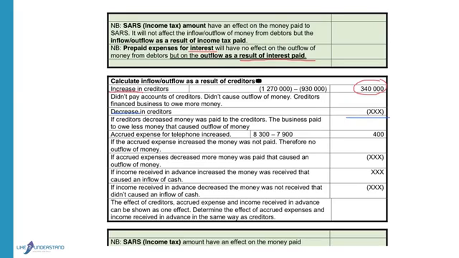Accrued expenses for telephone or for water and lights or stationery or whatever expense you paid, if accrued expense increased, it means that we didn't pay that expense, so the money didn't go out of the business. So that gives us an inflow of money. If accrued expense decreased, it means that more money was paid that caused an outflow of money. So the money went out of the business so that we owe less money to other people.